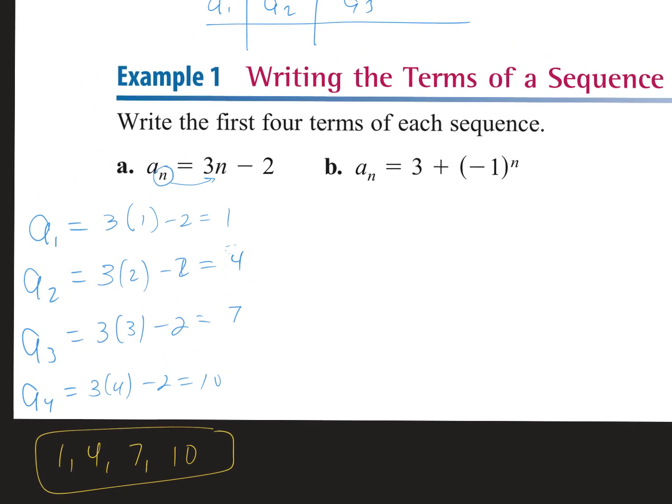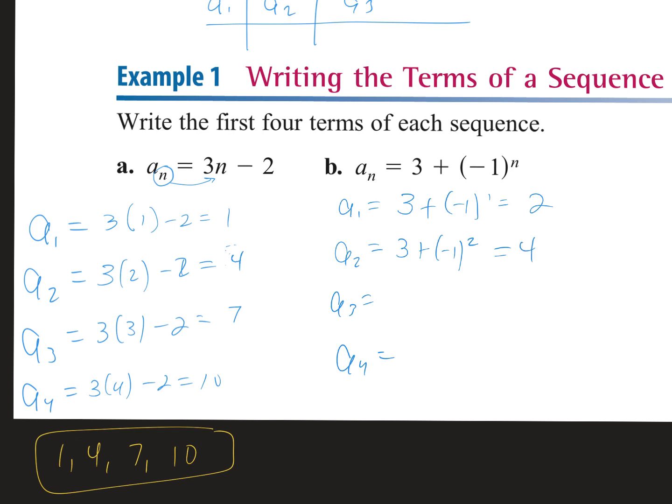In the next one, the formula looks a little different, but again, I'm still finding the first 4 terms. So a sub 1, a sub 2, a sub 3, and a sub 4. The first term I see is 3 plus negative 1 to the first power. Well, what's negative 1 to the first power? Negative 1, so 3 minus 1 is 2. So now I'm going to find the second term. So I plug in 2. So negative 1 squared is 1, plus 3 is 4.